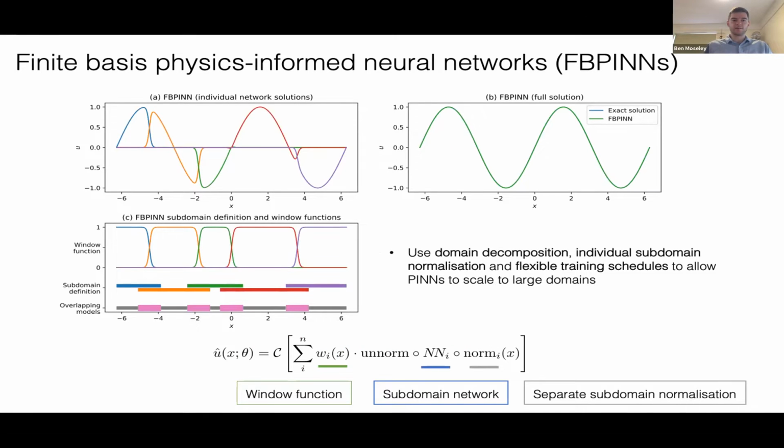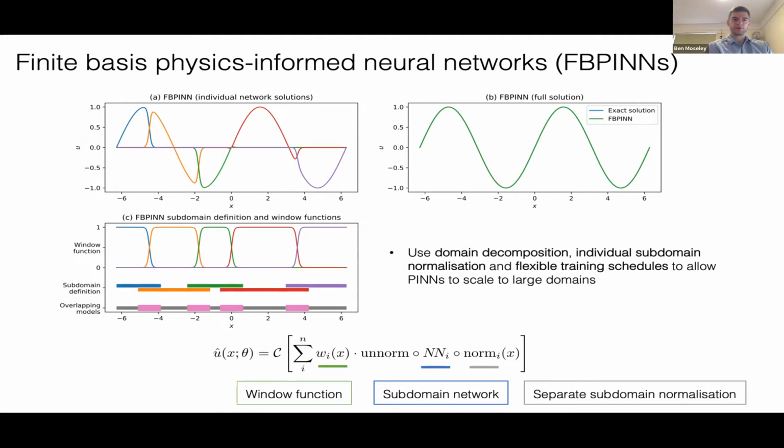Okay, so finite basis PINNs are a domain decomposition approach for trying to alleviate these issues that we just saw in that simple problem. And the way we try and do it is we use a combination of three main things. The first is a domain decomposition, similar to the other approaches I described. Second is to use individual subdomain normalization within each of these subdomains. And then flexible training schedules to allow us to only train certain parts of the domain at once. And we choose what type of training schedule we want to use depending on the specific problem at hand.